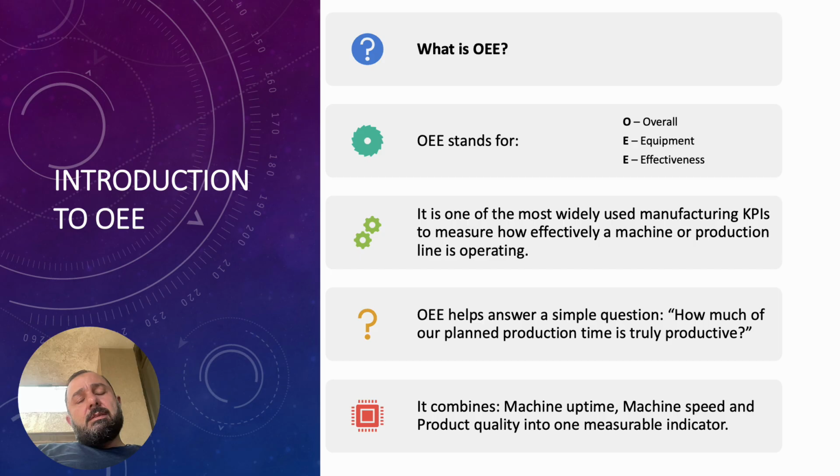Usually it looks at machine uptime, machine speed, and product quality at the same time. It means that we are looking at having the machine up and running, the machine running at the highest speed, or let us say the production line, and the quality is high. So that's where the concept of OEE comes from.